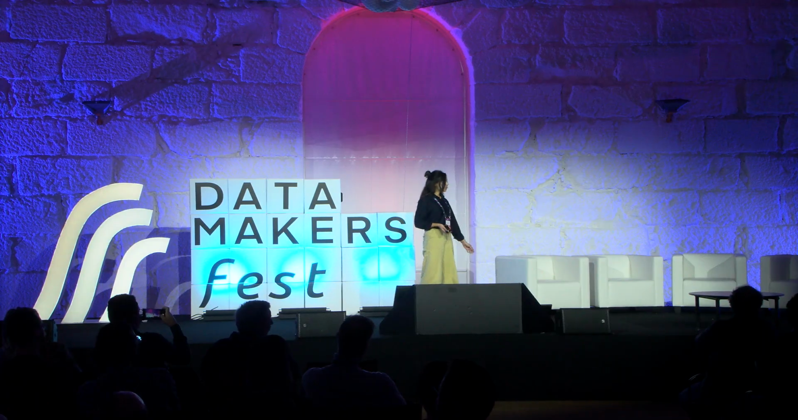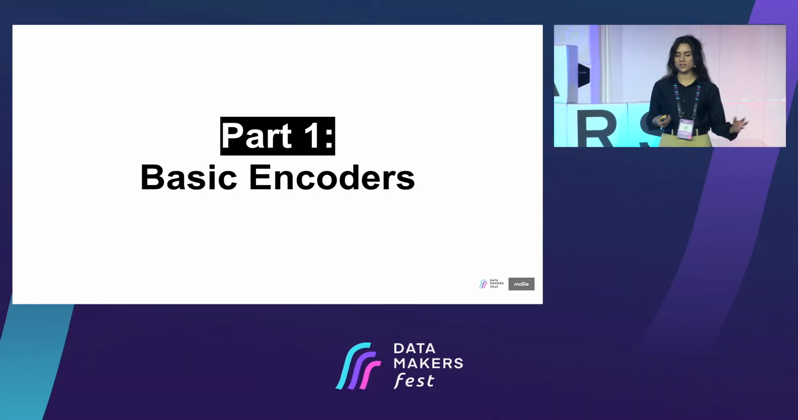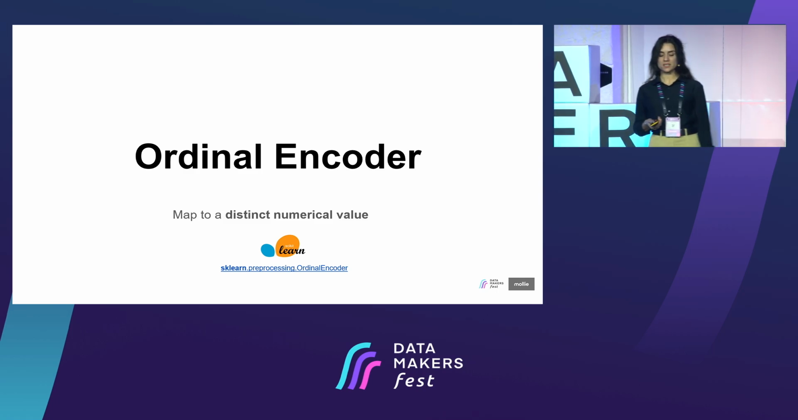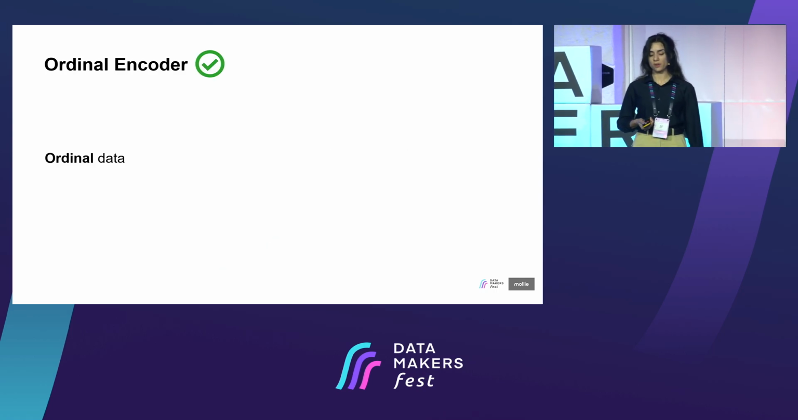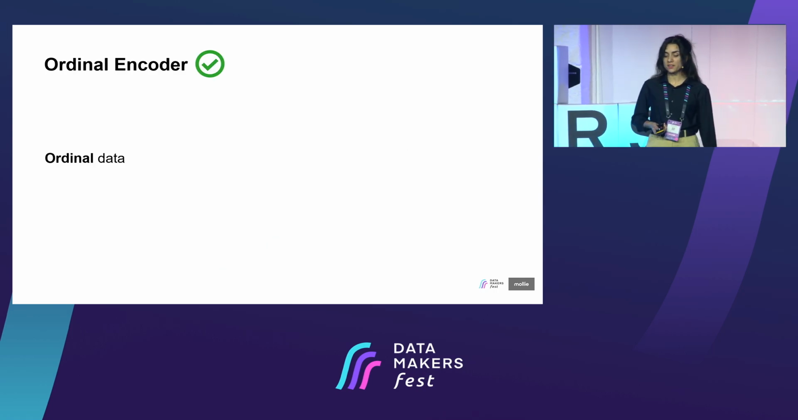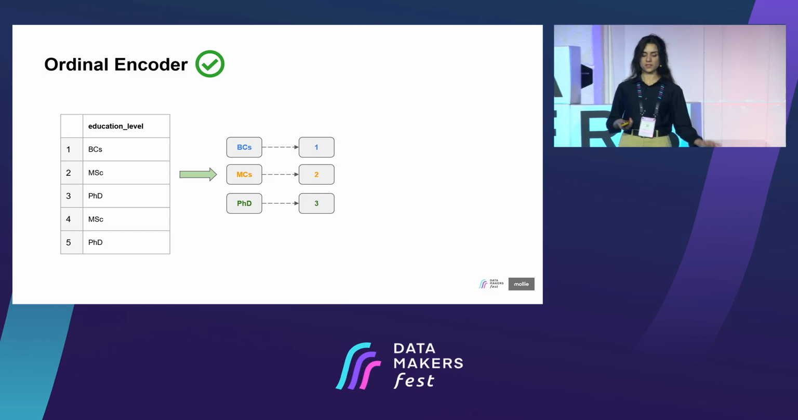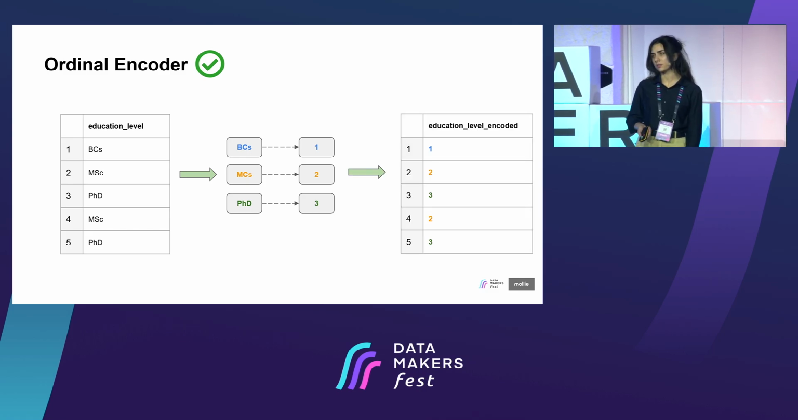So then let's start. The first one: basic encoders, what I call basic encoders. Let's quickly go through them. They're more well-known. The first one, the ordinal encoder. This is as simple as mapping each value to a distinct numerical value. We use it with ordinal data. For example, when we talk about educational levels, we have different levels of education. We can map it to a single numerical value, and then our data looks like this.